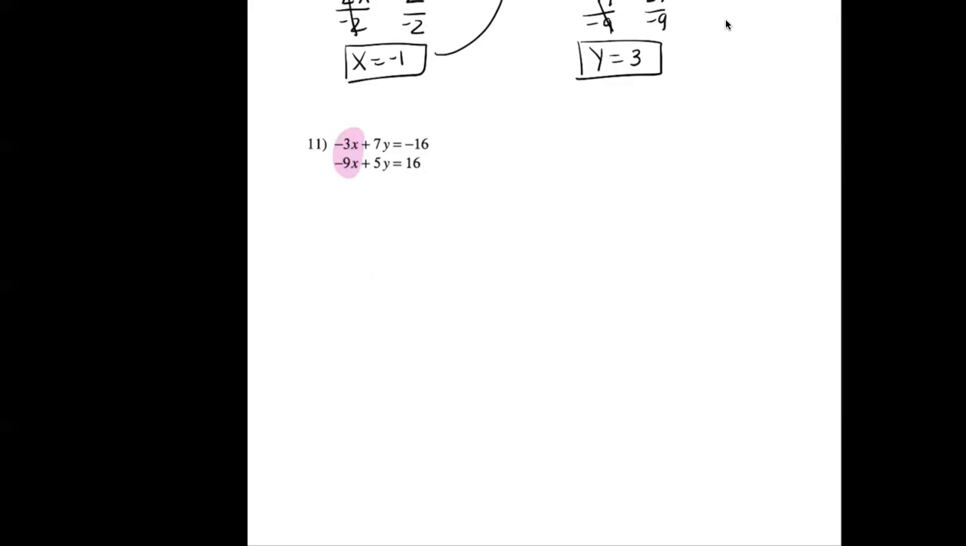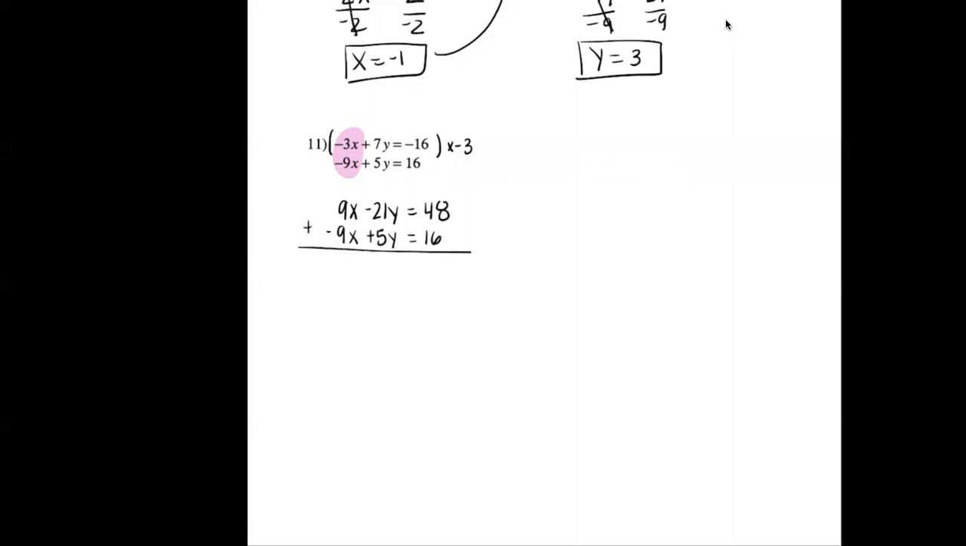So I'm going to multiply my first equation by -3 because I want them to be opposite signs. So if this is a -3x, then I need to multiply by a -3 so it turns into a positive 9x. And so I'm going to rewrite them down here. Positive 9x minus 21y equals 48. And I'm going to rewrite my bottom equation down below like so.